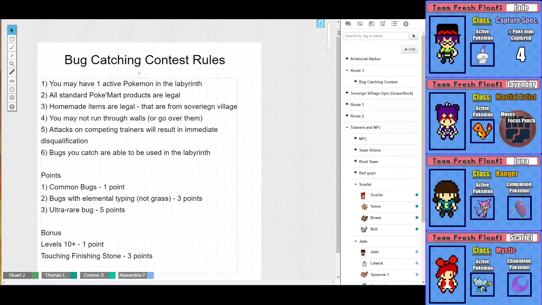Points. Yeah. So if we do catch that queen one, that's going to be 5 points. Yep. It would probably only count as a Beedrill, so remember that, too. You cannot run through walls or go over them. You cannot attack competing trainers, but he does kind of whisper at you, but there's no rules about trainers attacking Pokemon. Oh yeah, I'm going to punch that bee in the face.